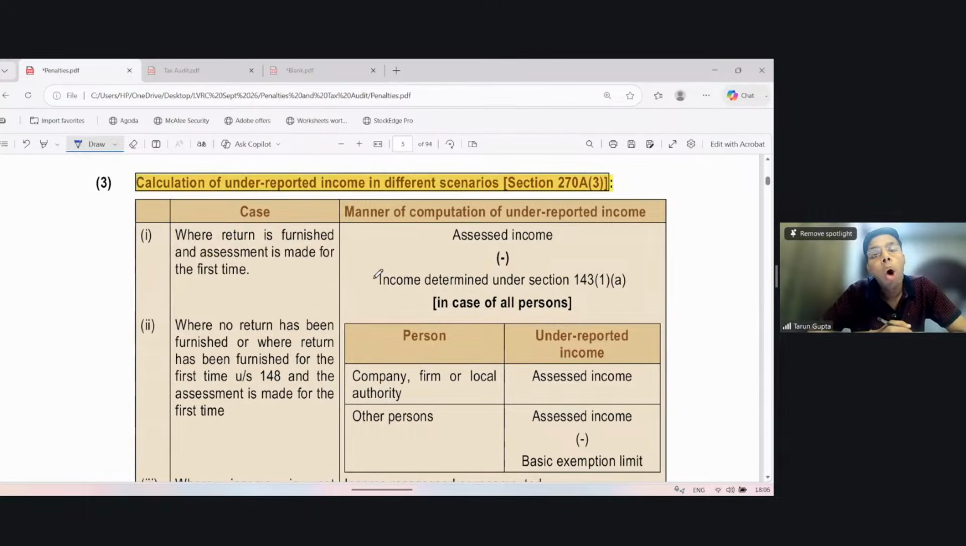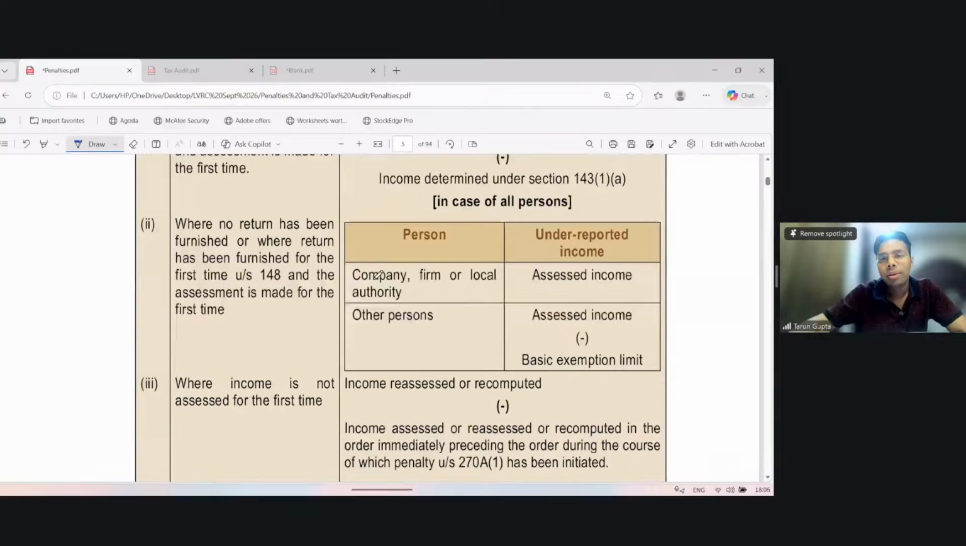Now we'll compute the quantum of underreporting, right? Underreporting of income. Where return was furnished and assessment is made, then the underreported income shall be the income assessed minus the income determined under section 143(1). Where no return of income has been filed, then the underreported income shall be income assessed minus basic exemption limit. But in case of person other than individual, HUF, AOP, BOI, AJP, there is no basic exemption limit. So in such case, underreported income shall be the assessed income.